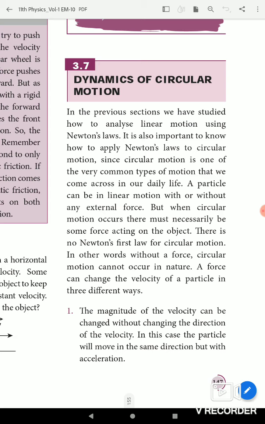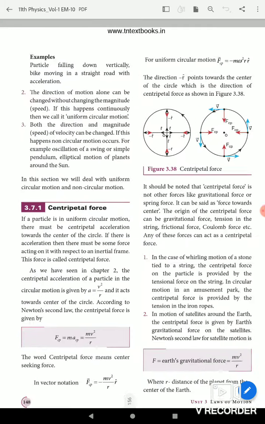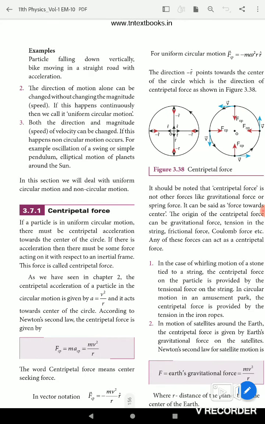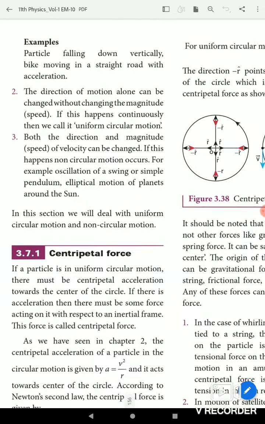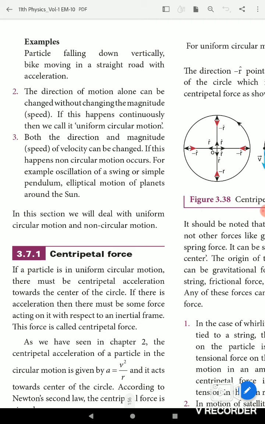A force can change the velocity of a particle in three different ways. First, the magnitude of the velocity can be changed without changing the direction of the velocity. In this case, the particle will move in the same direction but with acceleration. Examples are a particle falling down vertically and a bike moving in a straight road with acceleration.